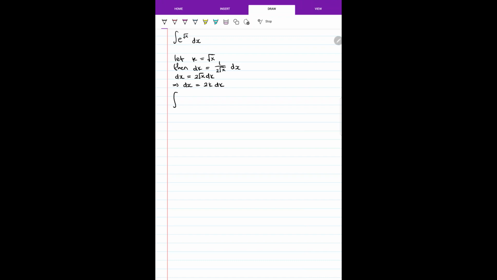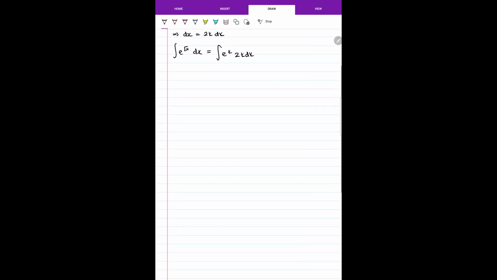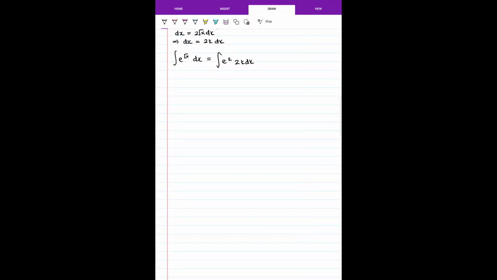Now we are ready to sub in. So this integral is now going to be equal to the integral of e to the k, and then our dx is this whole thing. Okay, cool. Now, as far as this goes, we can't really simplify much more. We could take the 2 out to the front of the integral, but I'm just going to leave it there for now. That's not going to make a big difference or help me in any way.